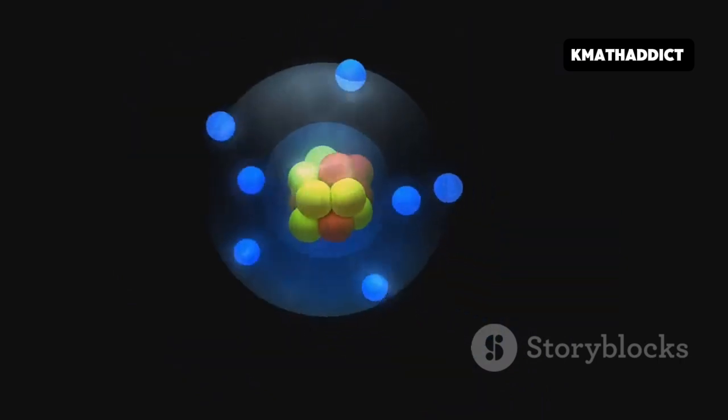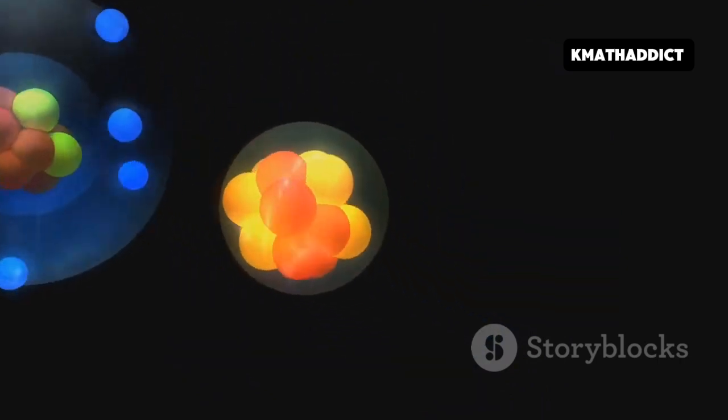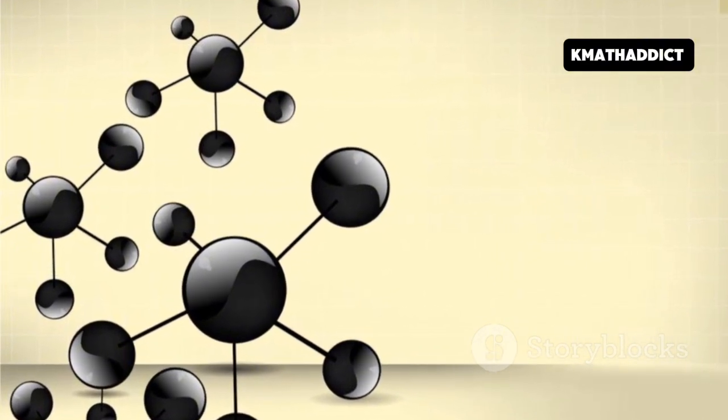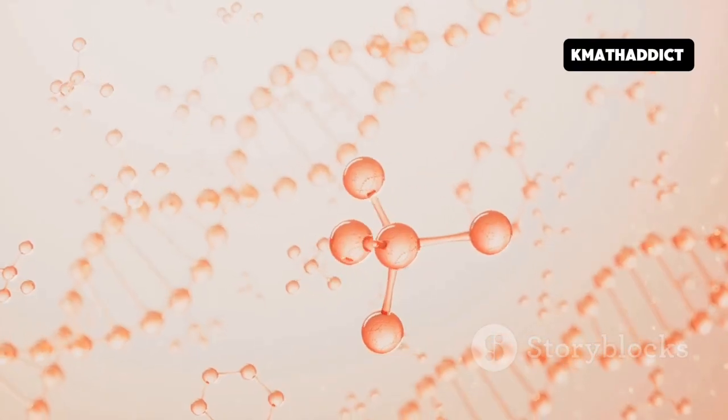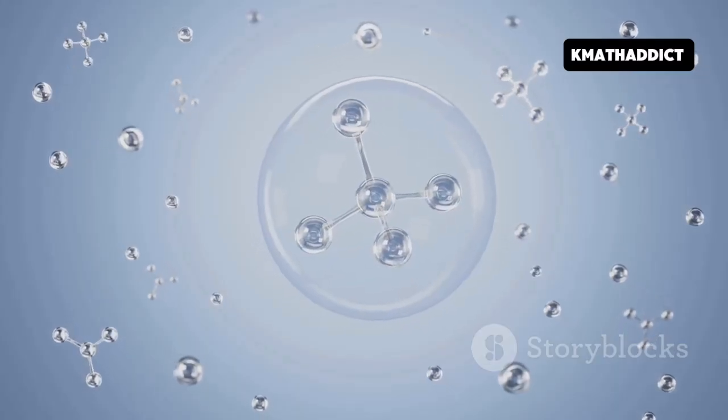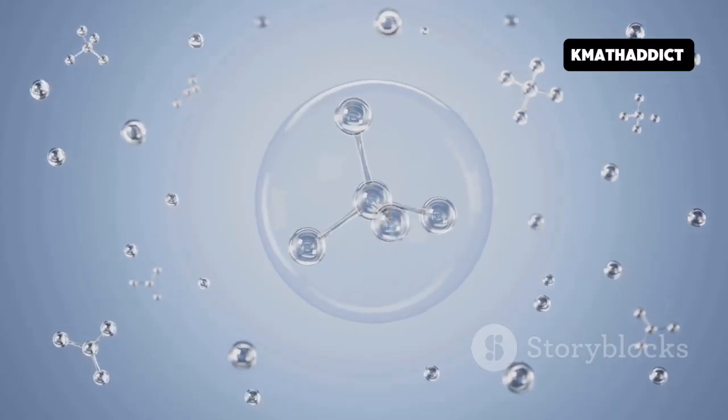In covalent bonds, atoms share electrons to achieve a stable electron configuration. This sharing creates a strong attraction between the atoms. Covalent bonds are common in molecules formed by nonmetals. Examples include water, H2O, and methane, CH4.